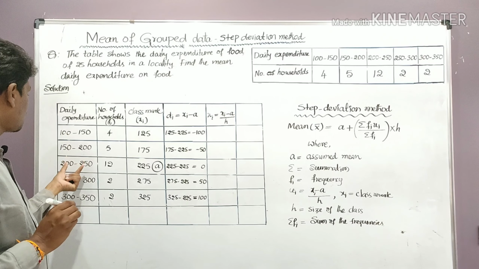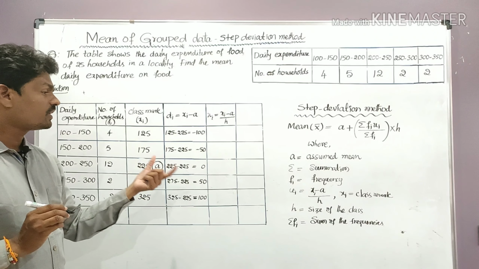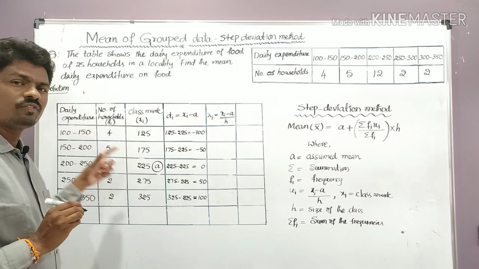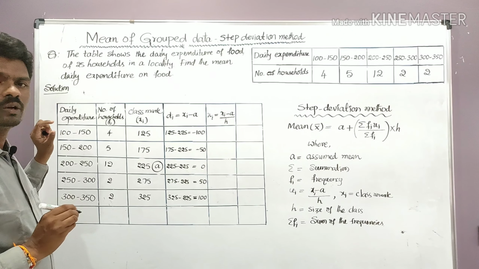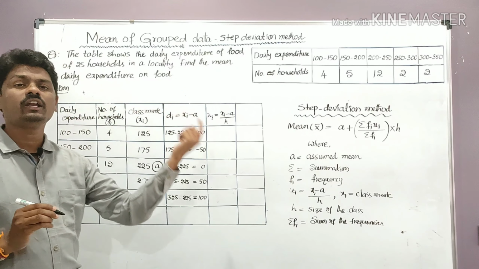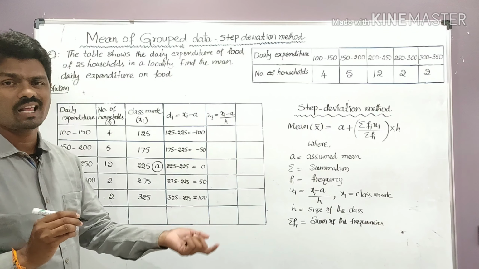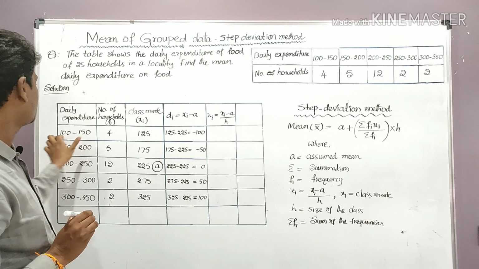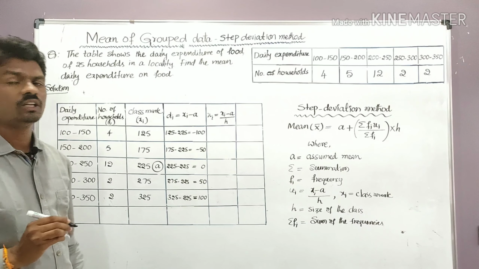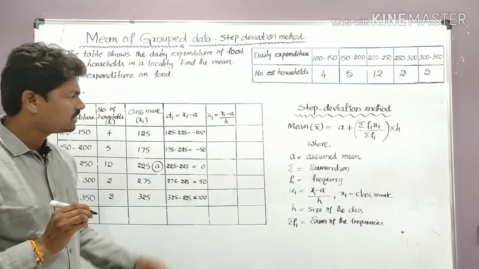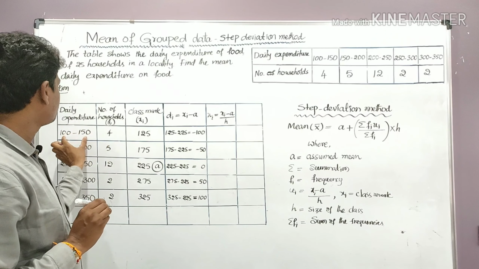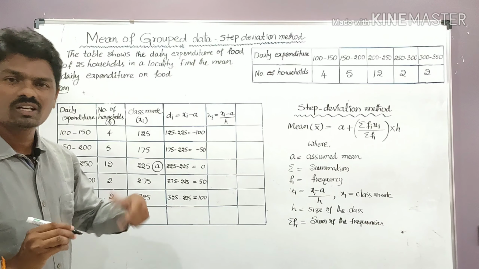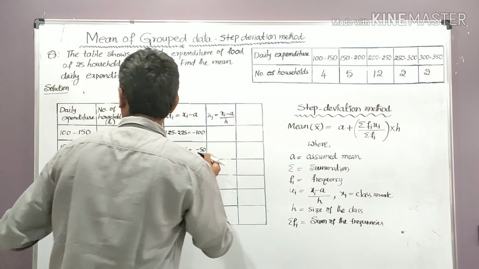So these are the class intervals, student. The difference between the lower boundary and upper boundary, or the difference between any two successive lower boundaries, or the difference between any two successive upper boundaries is the size of the class. So here what is the difference between these two, student? 50. Here also 50, here also 50. So here the size of the class h is equal to how much? 50.